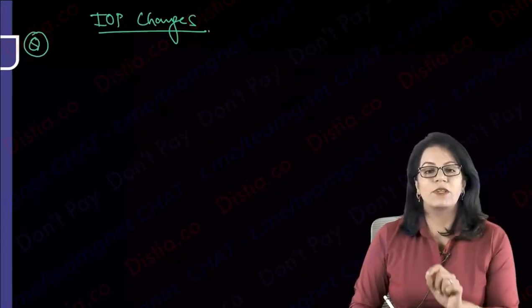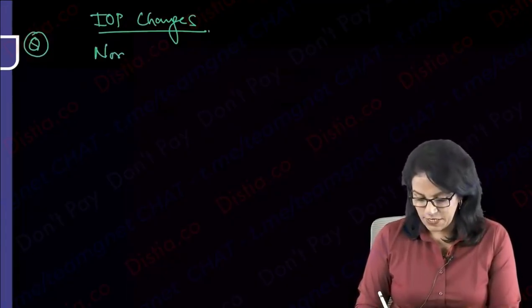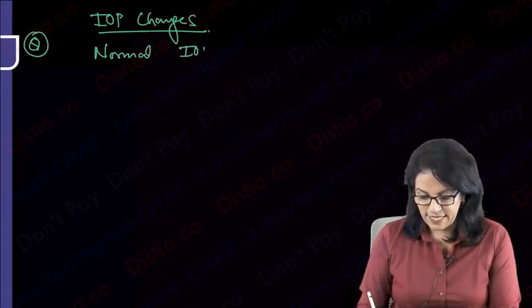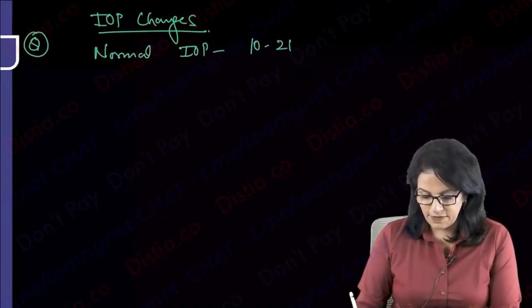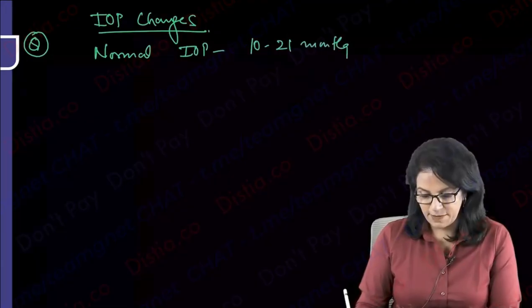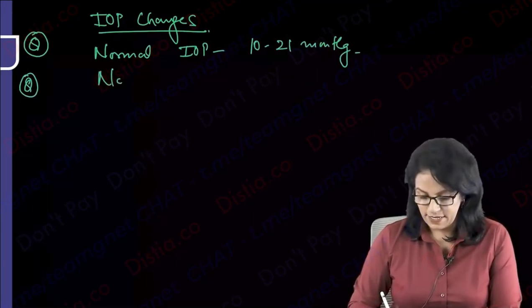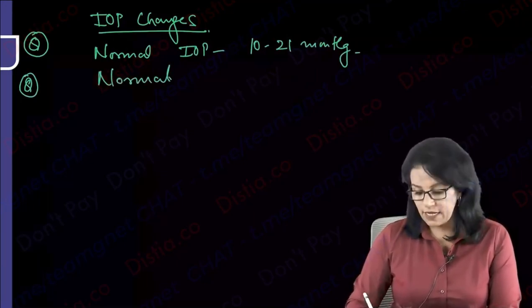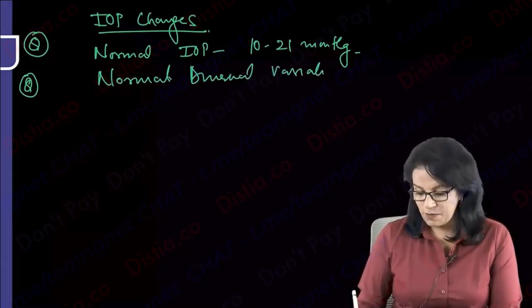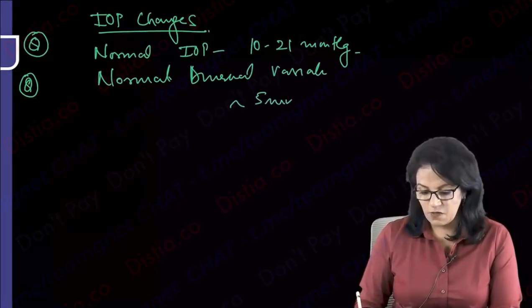What is the normal? This is the first question of your exam now. Put a Q there. What is the normal intraocular pressure? So normal pressure we all know is 10 to 21 millimeters of mercury. Next question. What is the normal diurnal variation? So in the whole day, what is the normal diurnal variation? Up to 5 millimeters of mercury.